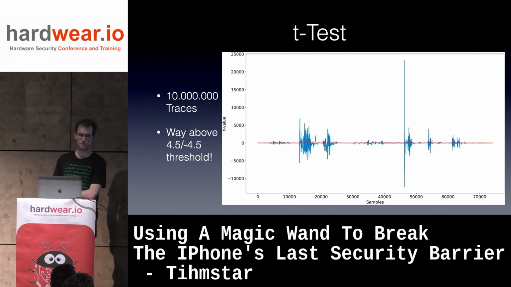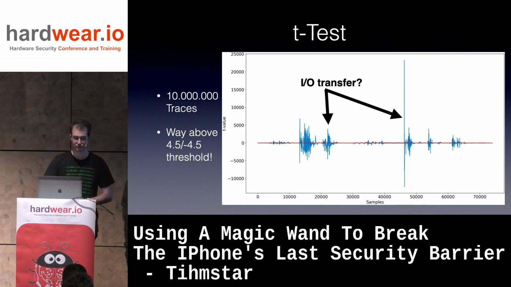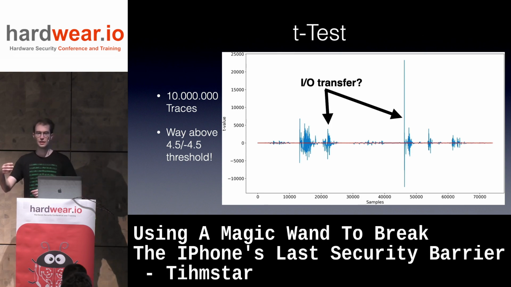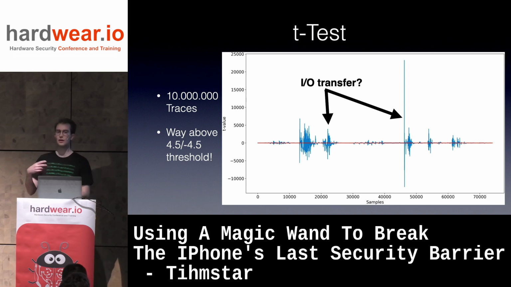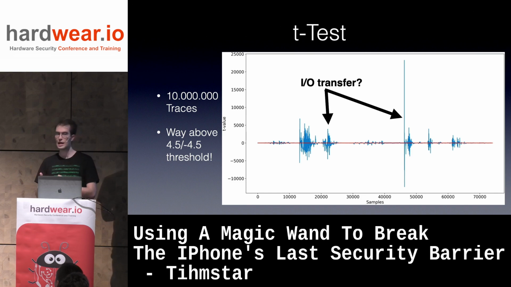By collecting 10 million traces, we can see we have a very nice t-value. So usually the threshold is, if it's above 4.5, then we have some kind of leakage, and we assume, okay, we have leakage. And here the value is much, much larger. Although the very large peaks are probably not the interesting ones, because actually, when we talk to the AES engine, we transfer data to the AES engine, and then we transfer the data back. And these are very loud and leaky, and we're not actually interested in this. So I think these are the I/O transfers, which in turn means the AES is probably in between.